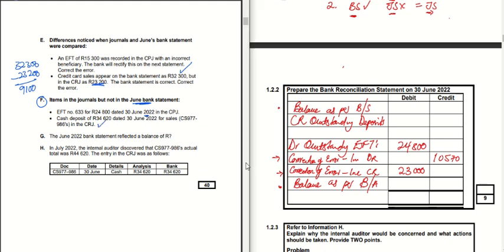It says cash deposit 34,620 dated 30 June for sales. All right, so we have a cash deposit that is also outstanding. So I credit my outstanding deposits, and how much is that? 34,620. I credit my outstanding deposit. And then it says the June bank statement reflected a balance of that. So I can now close my journals.